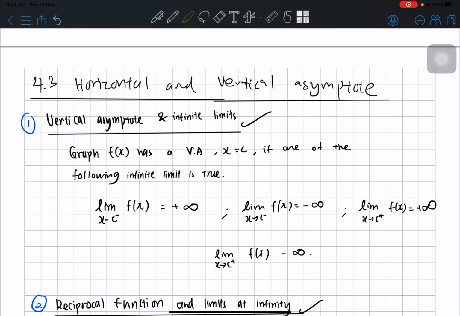As you can see from here, the graph f(x) has a vertical asymptote x equals c if one of the following infinite limits is true. As x tends to negative c, the limit can be positive infinity, and it can also be negative infinity. As x tends to positive c, if c is positive, then it will be positive too.